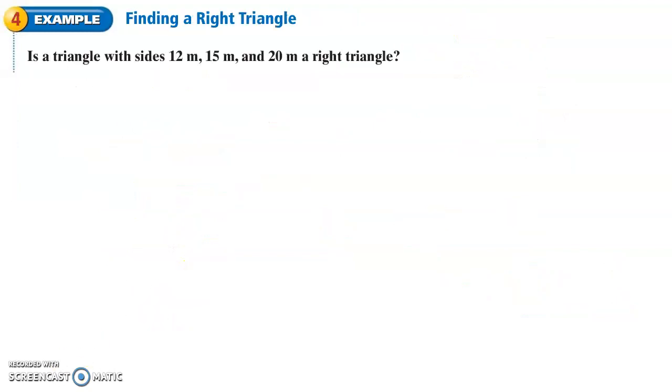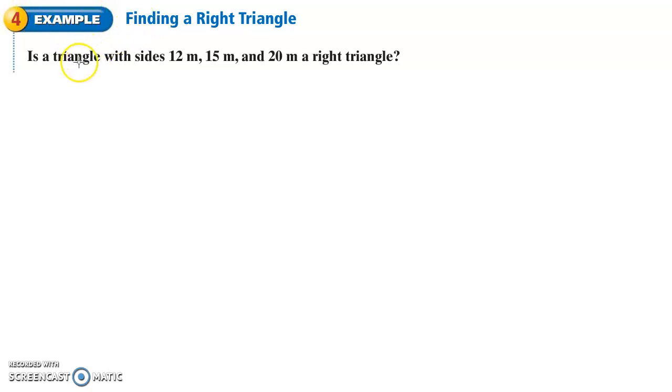Cool. All right, the very last example from this lesson, we're going to go ahead and look at example 4. We're going to skip example 3 because example 4 is definitely more pertinent to your homework and is something that I would ask on a quiz or a test or both.